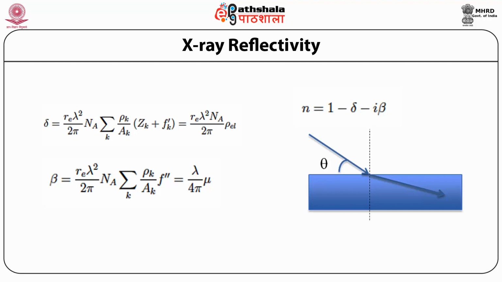Here you can see that this is a summation over k, which means if you have several kinds of atomic species, one can sum over their atomic numbers and densities and finally get the average delta, which is dependent on lambda, the wavelength of incident light, and the average electron density of the material. Beta is dependent on the absorption coefficient mu, and beta is very small compared to delta, almost 2 orders of magnitude smaller.